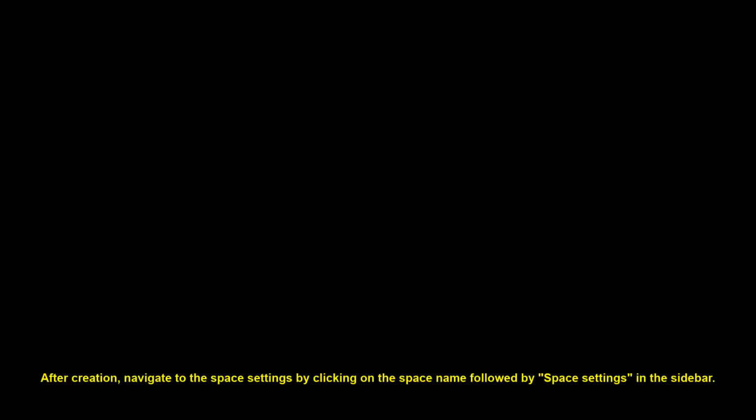Enter a name for your space in the designated field. You may also add a space key, which will serve as a unique identifier for the space. Once you've filled in the details, click Create to finalize the space setup. After creation, navigate to the space settings by clicking on the space name followed by Space Settings in the sidebar.